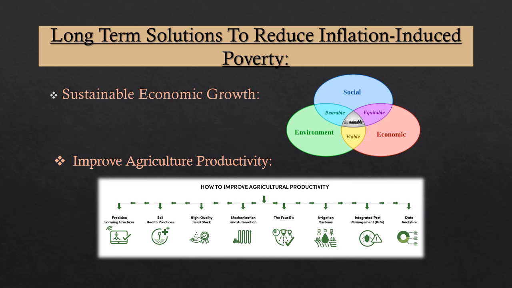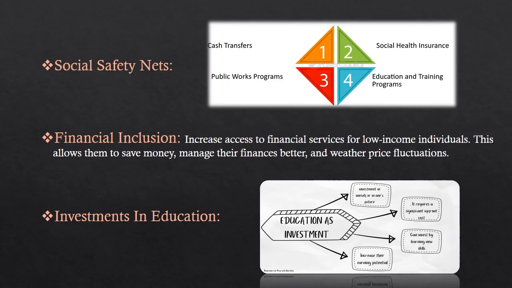So, we can invest in agriculture research, irrigation systems, and access to fertilizer and better seeds. This will increase food production, making it more affordable for low income families. Then we can implement social safety programs like targeted cash transfers, food stamps, or subsidized public housing. So these programs directly help low income families afford basic necessities and reduce their vulnerability to inflation.